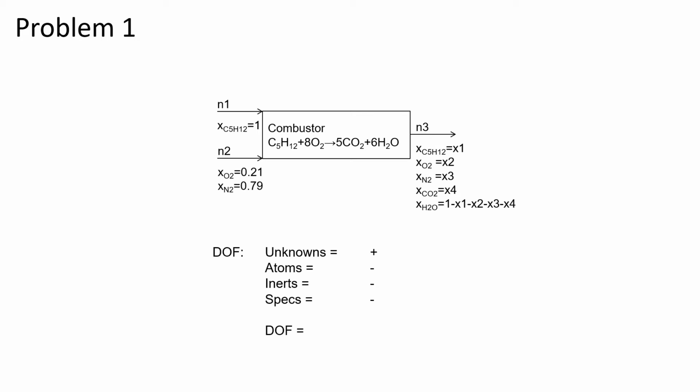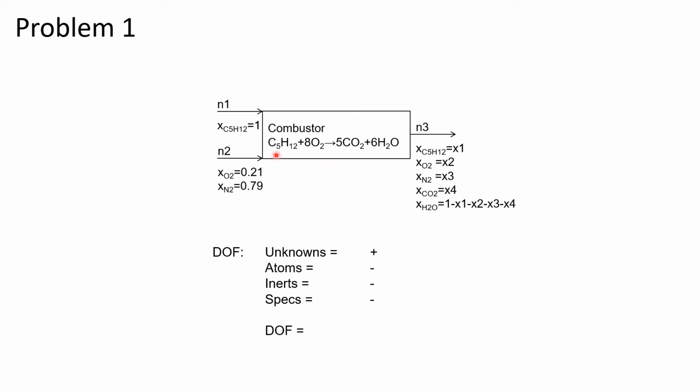Well, I hope you took a moment to do that. And here's what I would draw. What's shown in the middle of this diagram is the combustor. And inside the combustor is a chemical reaction. We have pentane reacting with oxygen to form CO2 and water. Now, the coefficients here, I believe, make this chemical reaction balanced.